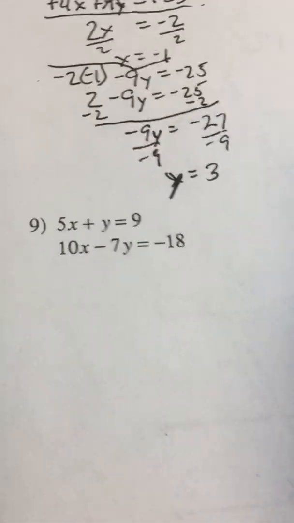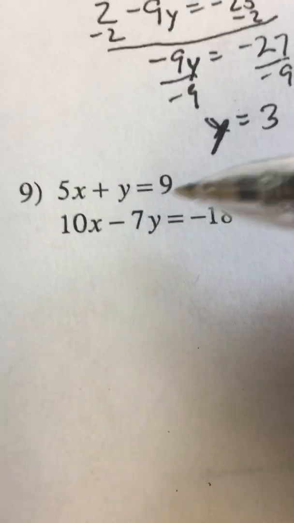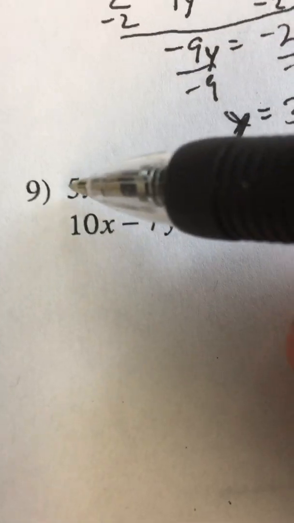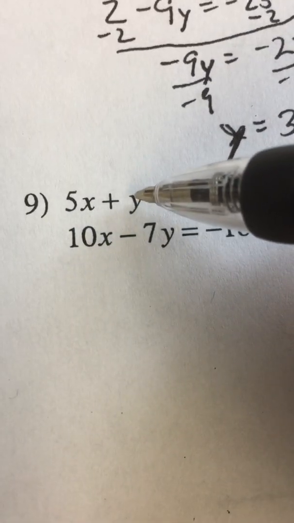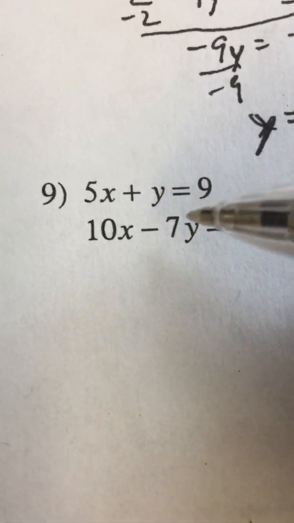All right, let's go do number 9 down here. Okay, so when I look at this, are the x's lined up? Are the y's lined up? Equal sign and the numbers on the end? Yes, they are. And then I'm looking to see 5 and 10. Those are not going to cancel. 1 and 7, they're not going to cancel. Okay, so I need to figure out a way to make one of these cancel.